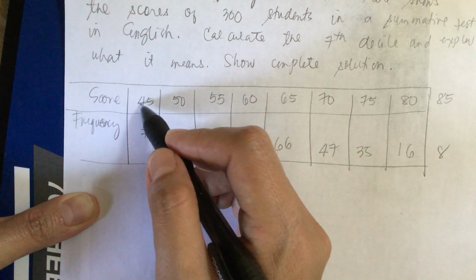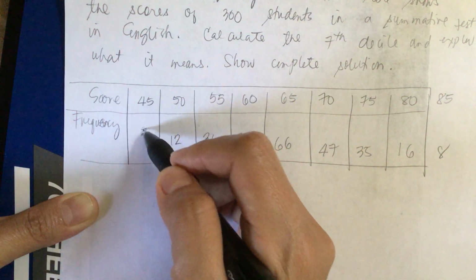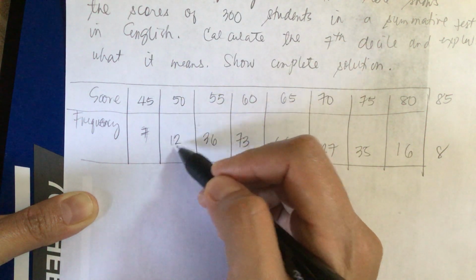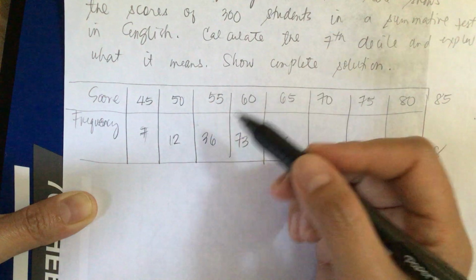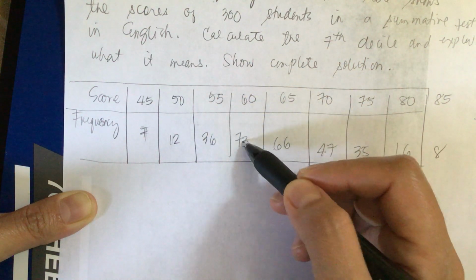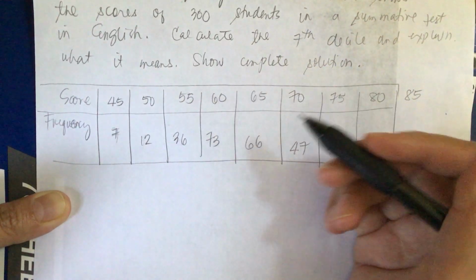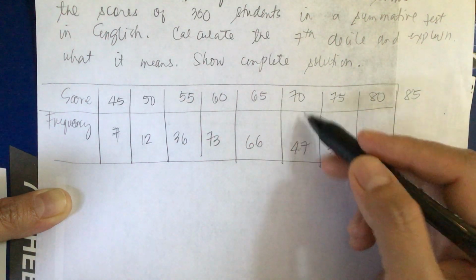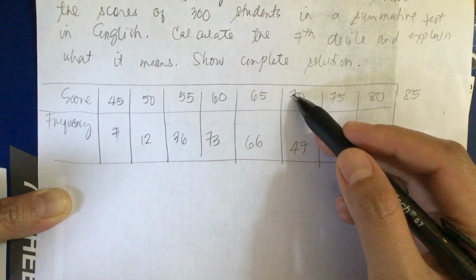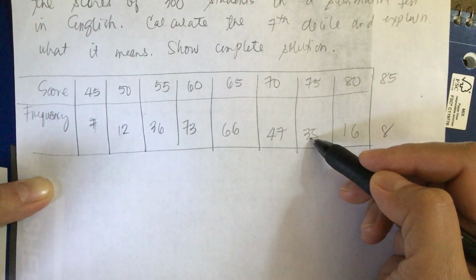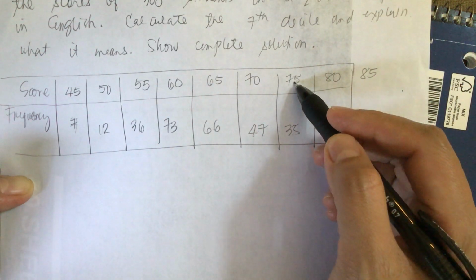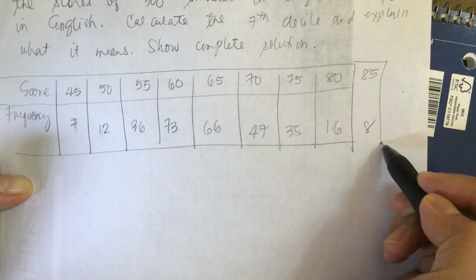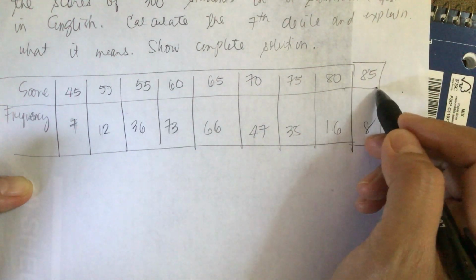So let's say the score of 45, there are 7 of them who got the score of 45, and 50, there are 12 students who got a 50, and 36 who got 55, 73 who got 60, and there are 66 students who got 65, and 47 students who got a 70 score, and 35 students got 75, 16, 80, and then there are only 8 students who got 85.